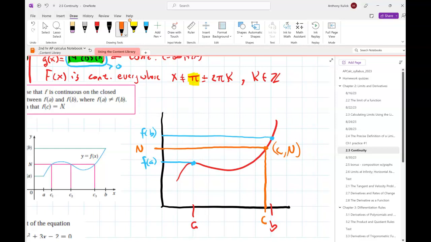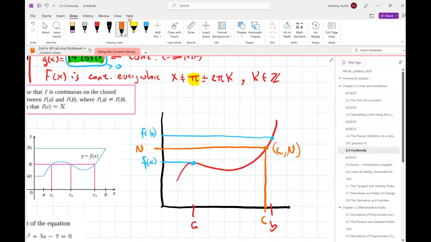Now, I want to be clear. The intermediate value theorem does not tell you how to find that x value. It simply states that that x value exists. Everybody okay?